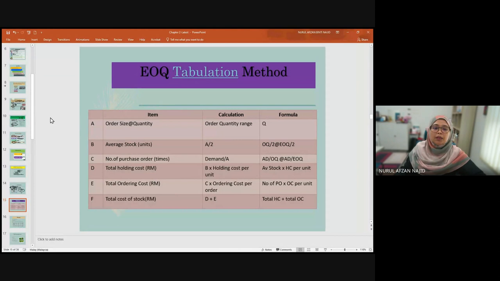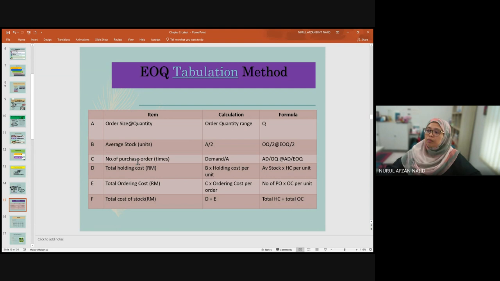Okay. Yang ni, kadang-kadang dia masuk, kadang-kadang dia tak masuk dalam test. Ataupun dia masuk dua-dua. Dia masuk formula masuk, dia masuk tabulation pun masuk. Macam tu lah. Ataupun dia just minta you buat macam ni. Contoh, calculate total holding cost. Dia tanya macam tu. Dia bukan minta tabulation tapi dia minta you calculate. Calculate total holding cost. Calculate total ordering cost. So yang tu sebenarnya part of the tabulation method.